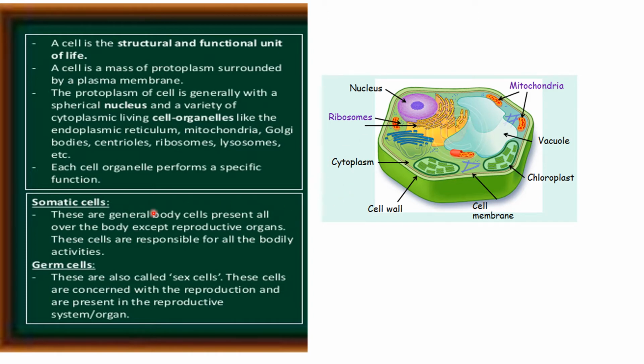Now there are two types of cell. One is somatic cell, which is a general body cell present all over the body except the reproductive organs, and germ cells, which are also known as sex cells, which are mainly concerned with reproduction.